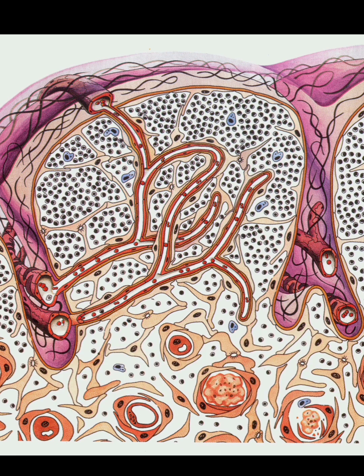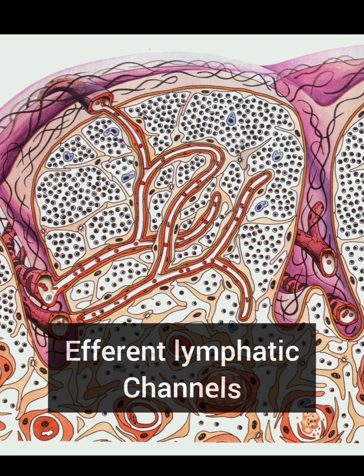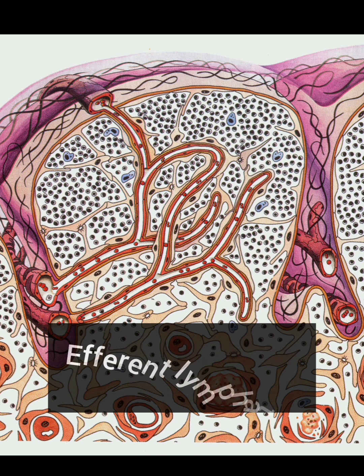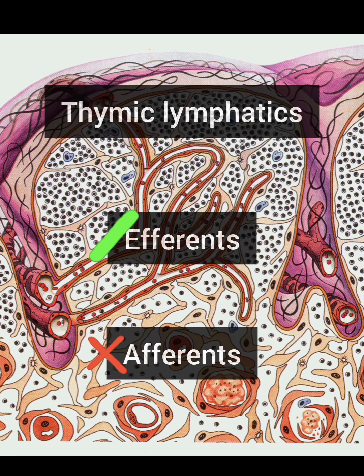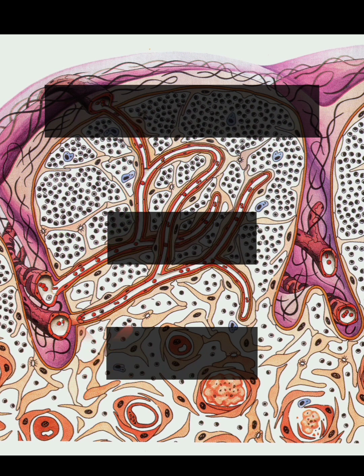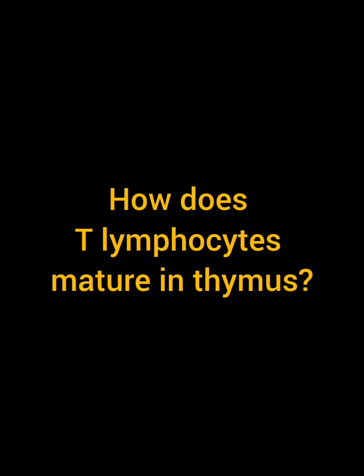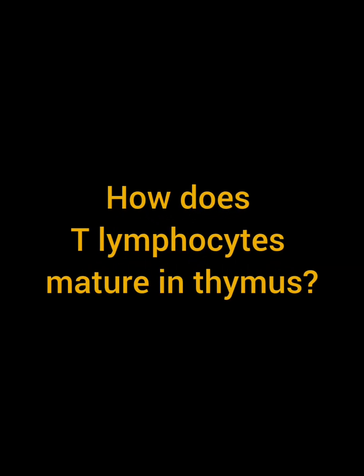There is one more way for the matured T cells to leave the thymus. They are efferent lymphatic vessels. Yes, thymus has efferent lymphatic vessels. It doesn't have any afferents. How do T lymphocytes mature in thymus?